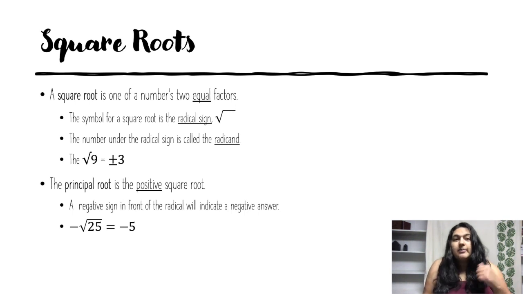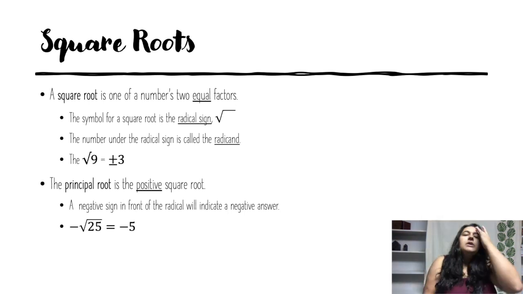We talked a lot about factors in our last section, and a factor is just one of two numbers or three numbers or whatever that multiplies up to another number. So in this case, we have two equal factors, which means they are the same thing, and the symbol for the square root is the radical sign. It looks a lot like the check sign, but it's not. It's got that little check thing, and that is the radical sign. The number under the radical sign is called the radicand.